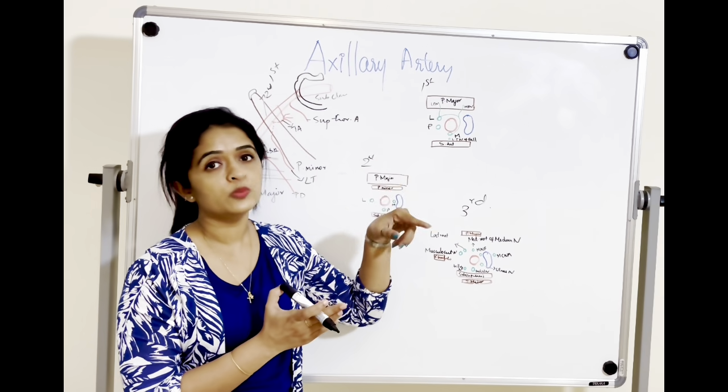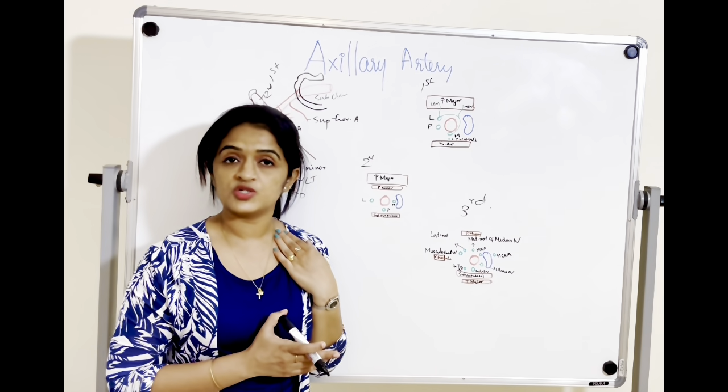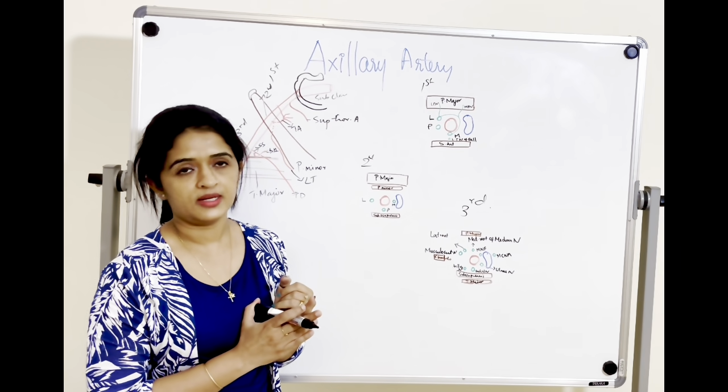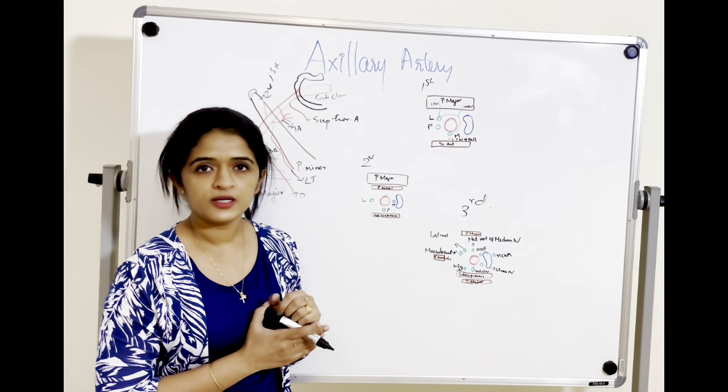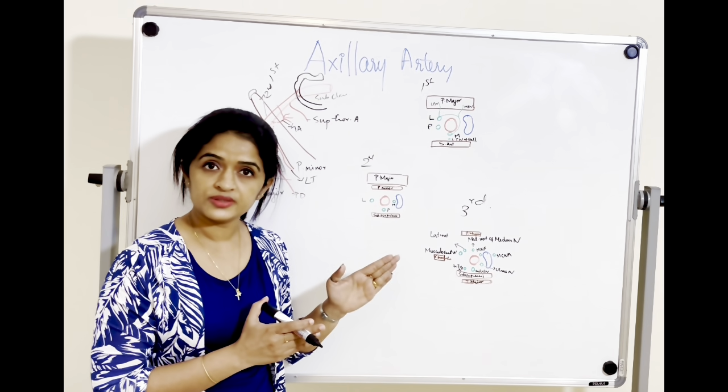So there is a connection loop between the pectoral nerves as well. So that finishes the important relations of the first part of axillary artery. Now let's see the second part. Second part we have already seen, it is lying under the pectoralis minor.